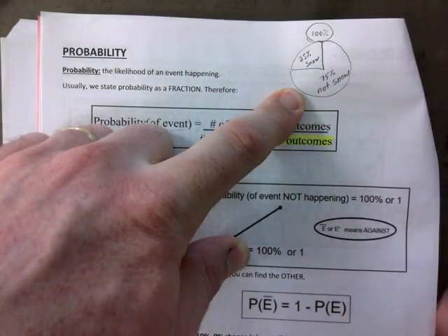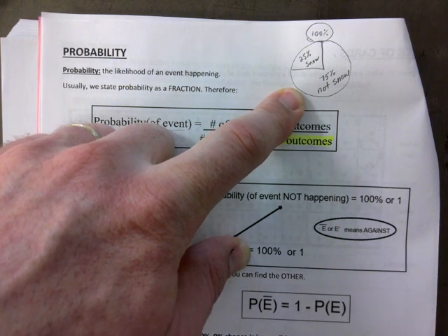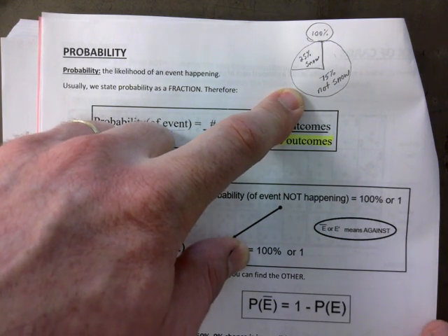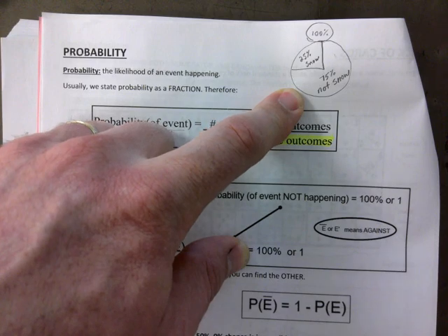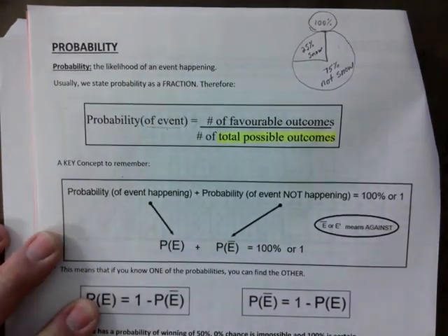2 out of 5 people text while driving. That means that 3 out of 5 people do not. So keep that in mind.